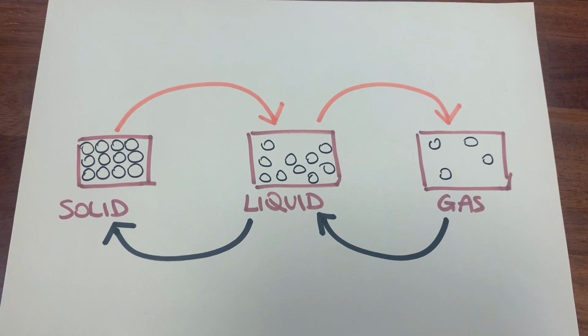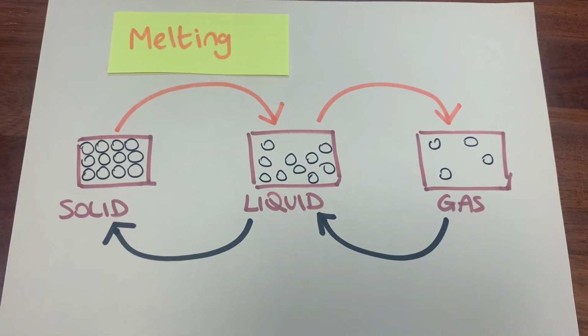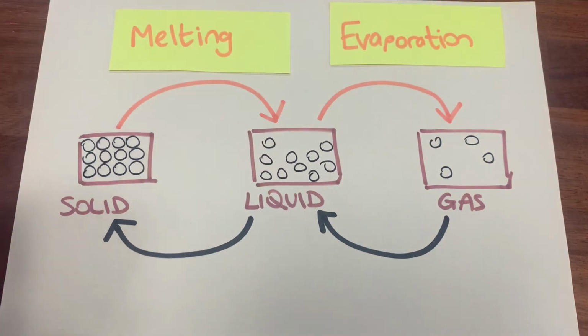So on this page I've got solid, liquid and gas and diagrams showing how the particles are arranged in each of them. The orange arrows at the top represent when things are heated. When we heat a solid to turn it into a liquid, we call that change of state melting. When we heat a liquid to turn it into a gas, it's called evaporation.